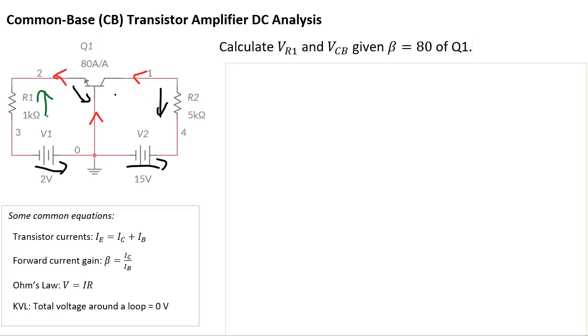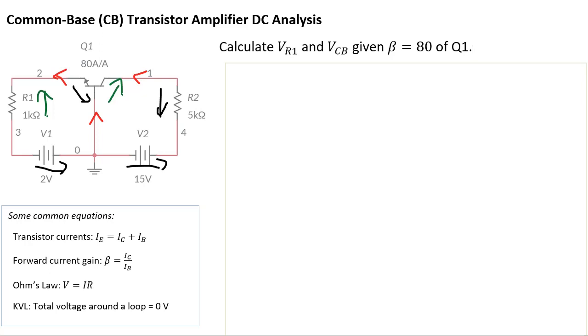And then for VCB, if you remember, for a transistor to function in the forward active region, the collector base junction must be in reverse bias. Since this is an NPN, to reverse bias this, we put a positive voltage on the N side and a lower voltage on the base side. Therefore, VCB is going to be positive that way.